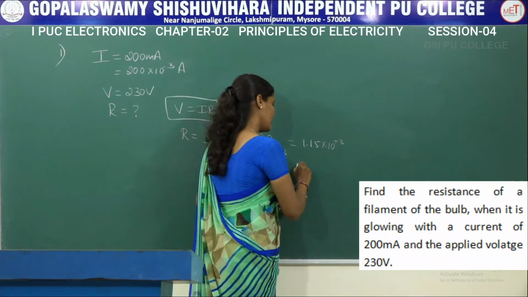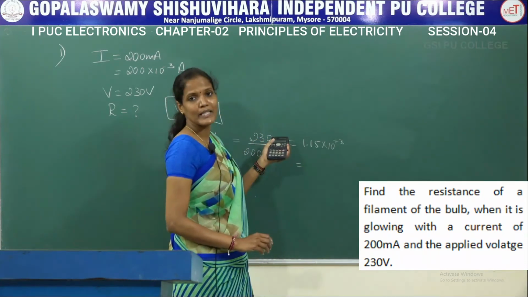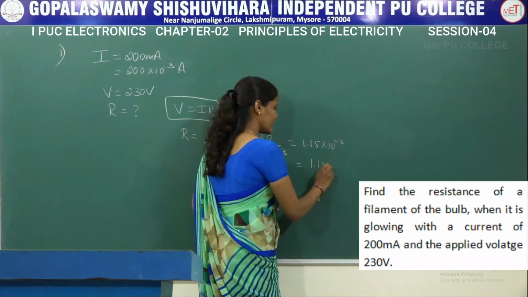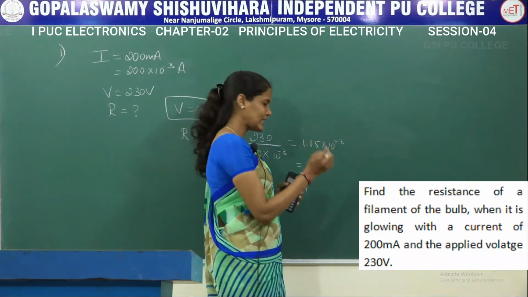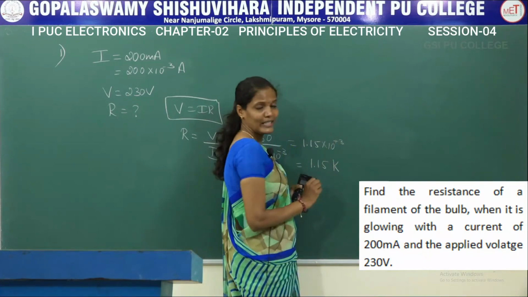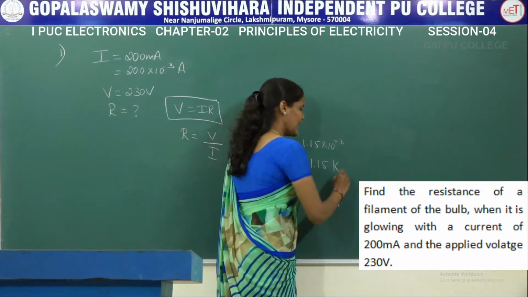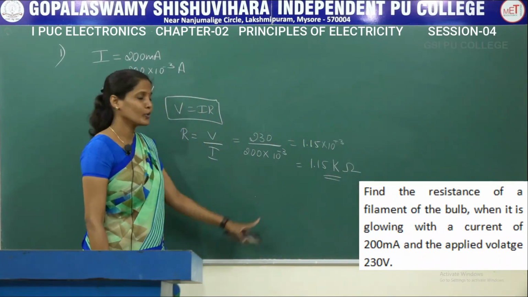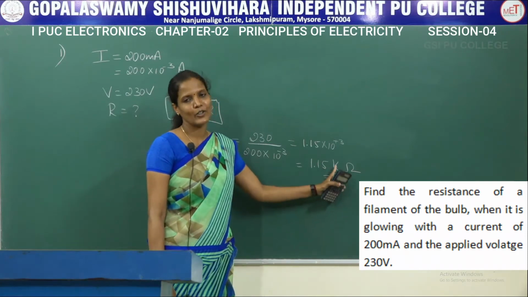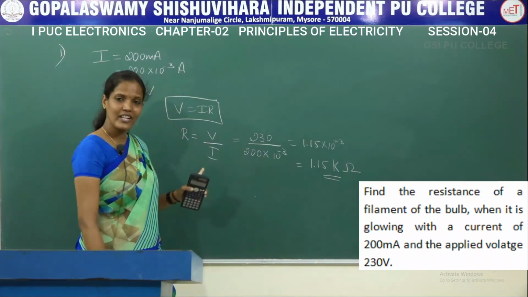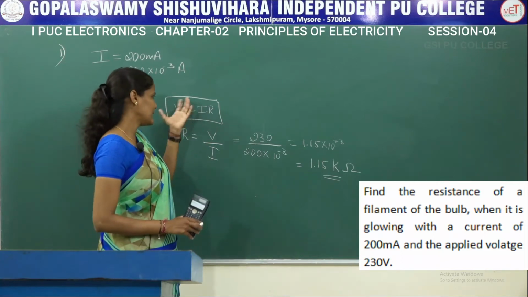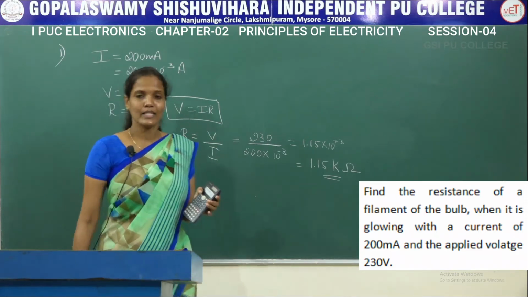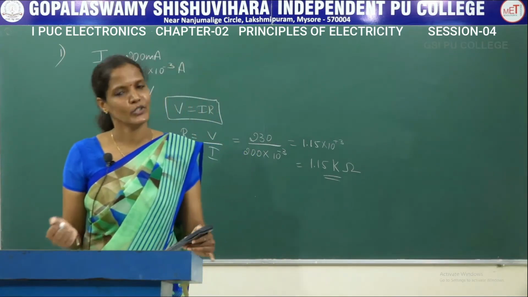So the value of resistance of that filament bulb is equal to 1.15. 10 to the power of plus 3 is nothing but kilo. So let me denote that by capital letter K, and the unit for that resistance is ohm. So R value is equal to 1.15 kilo ohms. Clear? So problems are very much simple in this Ohm's law, but you have to remember this formula and manipulate the formula depending upon which parameter you have to find out.